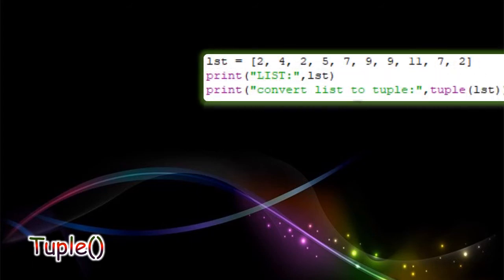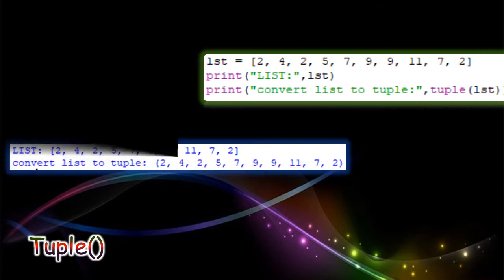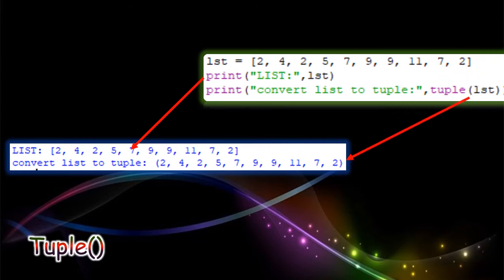Next, the tuple function is used to convert a list into a tuple. See here, the list values are assigned to a list variable and printed first, and then using the tuple function we converted the list into a tuple. A tuple is indicated by parentheses.